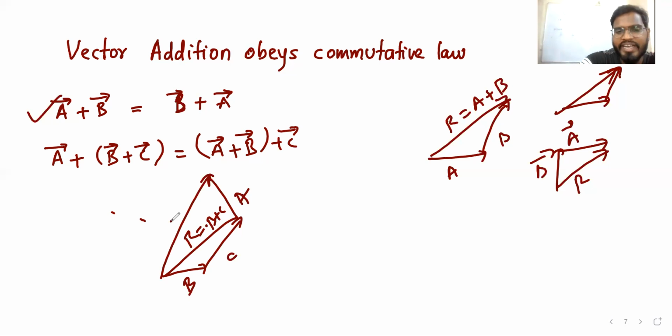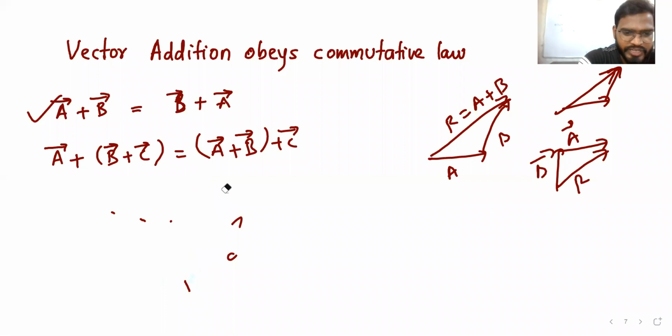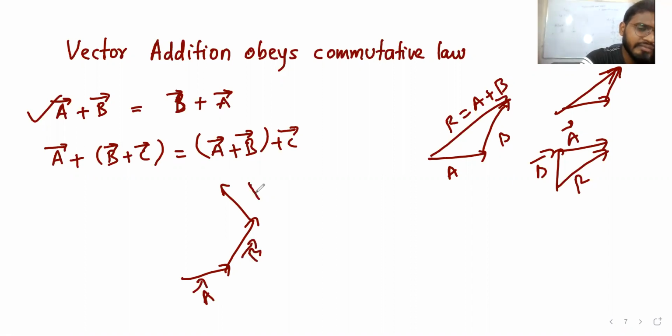Fine. Now again they are saying A plus B. So A we consider here and B we consider here, right? Wait, we will first write this properly. Let's consider like this: A, B, and then this is C. Vector A, vector B, vector C, the resultant is going to be this R. Now they are saying A plus B plus C.